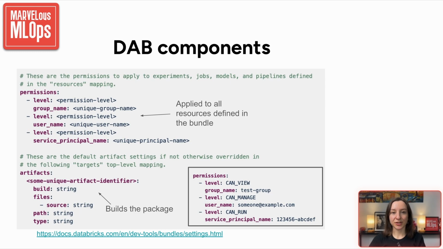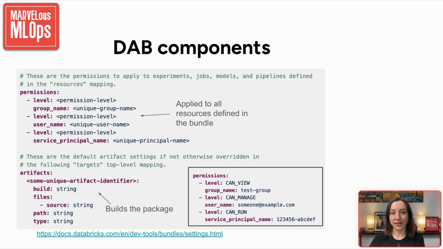Other two important sections of DAB configurations are permissions and artifacts. The permissions block defines access levels for all resources in the bundle, including jobs, experiments, models, and pipelines. You can assign different permission levels, view, manage, run, etc., to different entities: groups, users, service principals. This helps to ensure consistent access control is applied automatically when deploying the bundle. In this example, a group is granted view permissions, a user is granted manage permissions, and a service principal is allowed to run the resource.